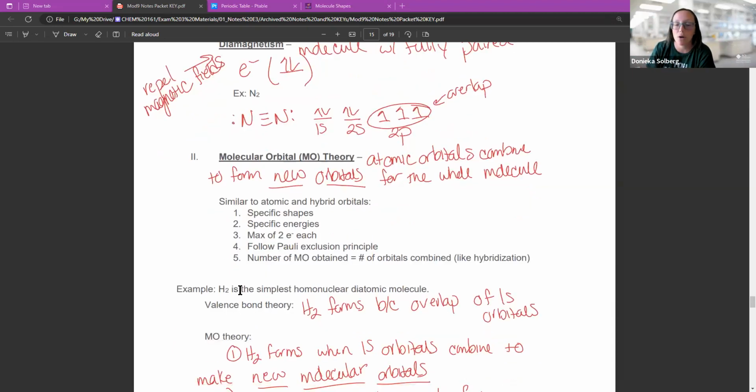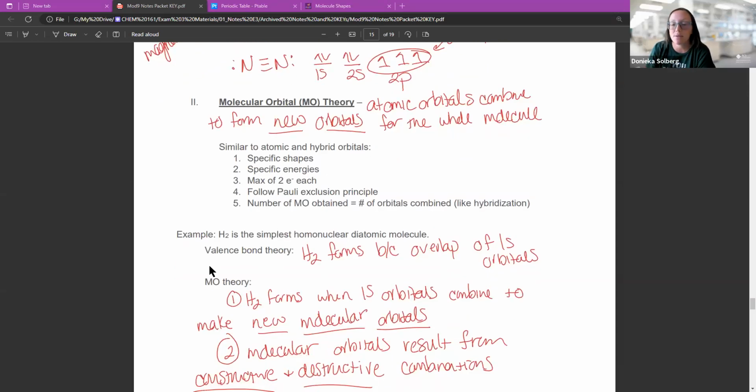We're going to use H2 because it's the simplest homonuclear, meaning same nuclei, same atoms, diatomic, 2 of them, molecule. If we're using valence bond theory to describe H2, we would say that H2 forms because of the overlap of those 1s orbitals. And we actually talked about this molecule when we were just introducing valence bond theory.